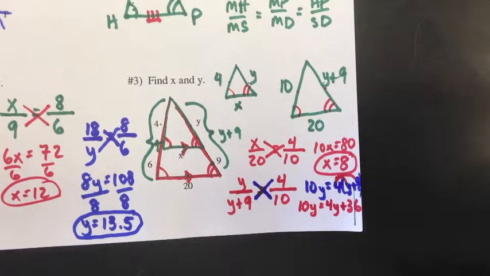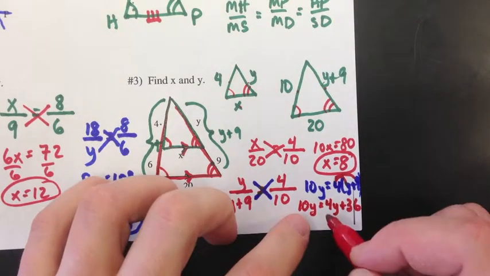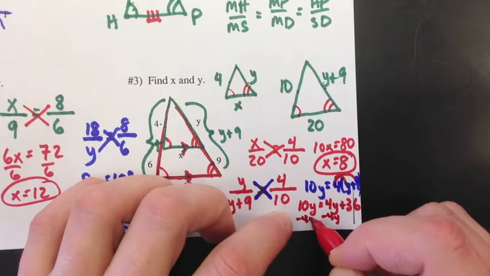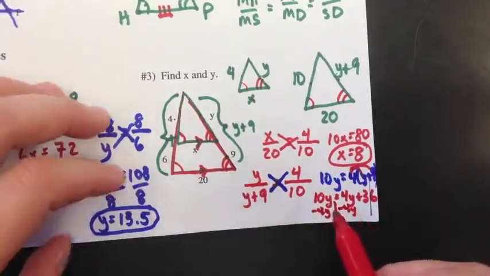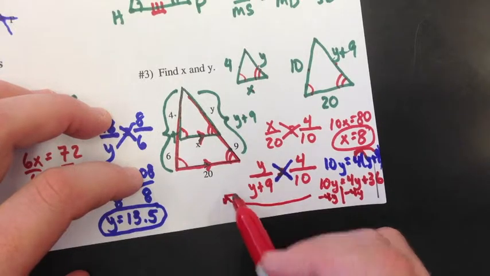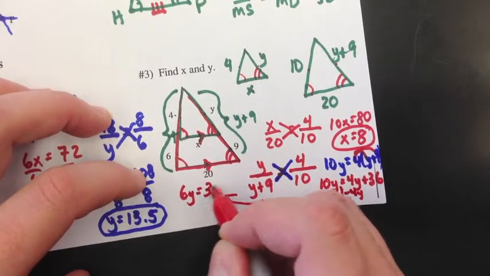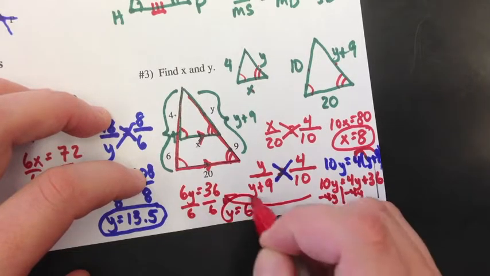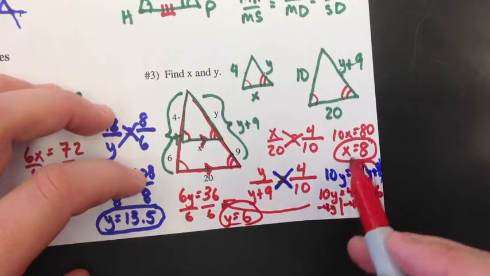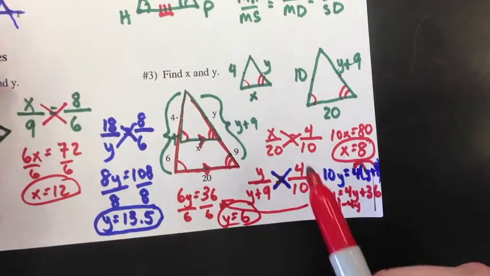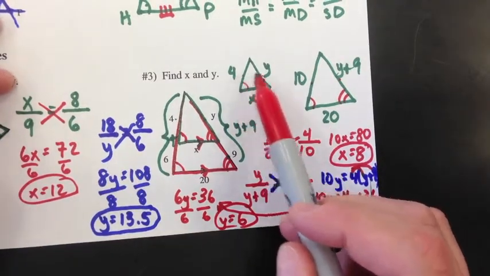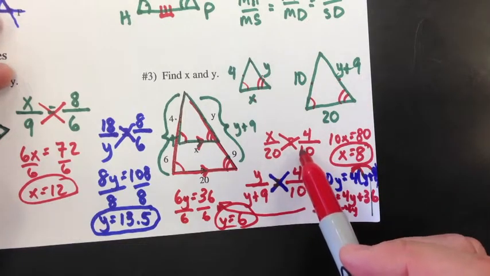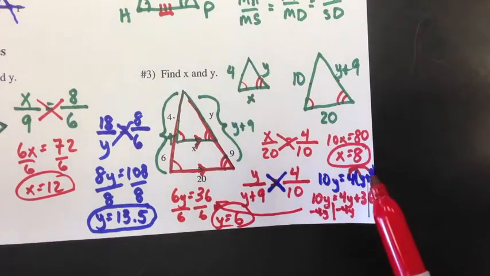Okay, so the question is, how do we solve that? Well, let's subtract 4y. Let's bring that over to the left side. So we get 6y equals 36. I'm going to come over here. So 6y equals 36, divide by 6, and we get y equals 6. All right, so we got x equals 8, we have y equals 6. The key to this is you have to be consistent when you set up your proportions, and then just be careful with the algebra. Okay, so now flip this over.